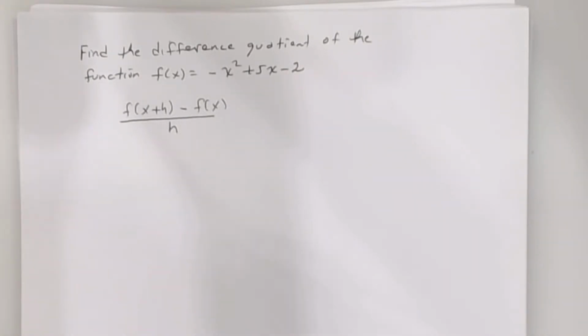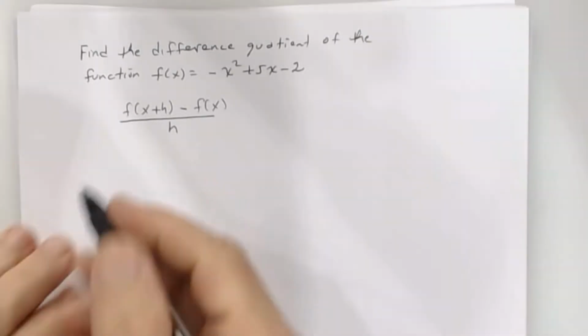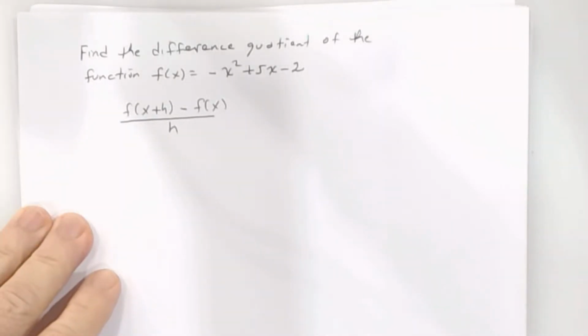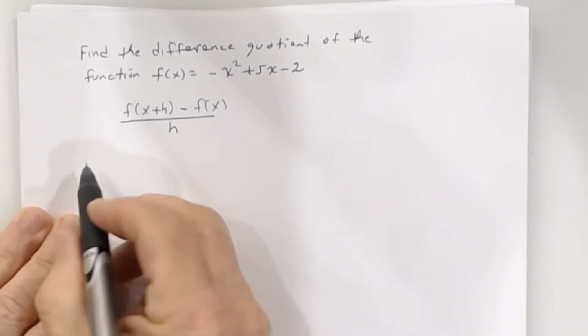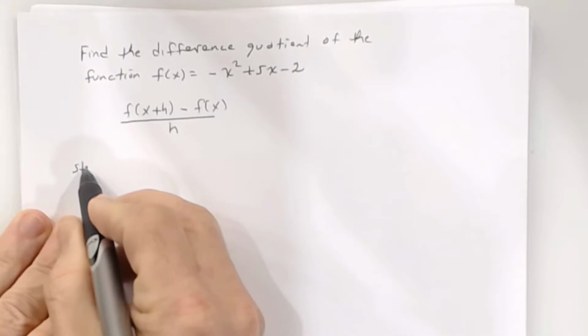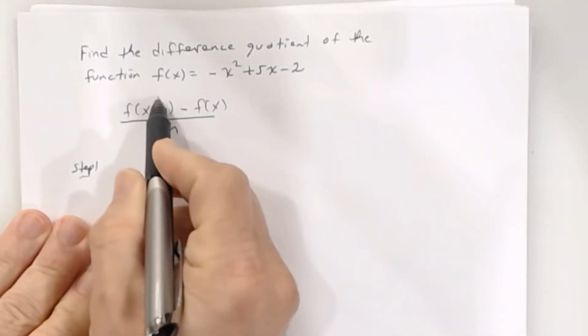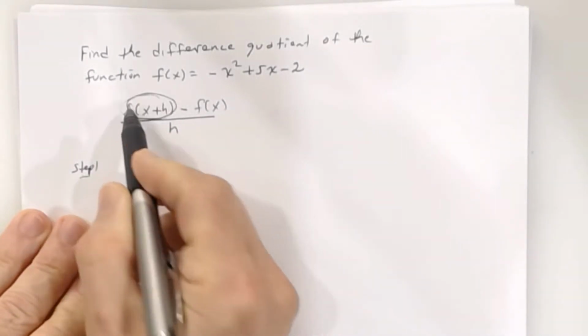Now, when doing this, it's a good idea to do this in steps. So the first thing you should find is what part? F of x plus h. So when you get that worksheet in a little while, make sure you do it like I'm doing this. So you're going to say step 1 is to find this part here, f of x plus h.